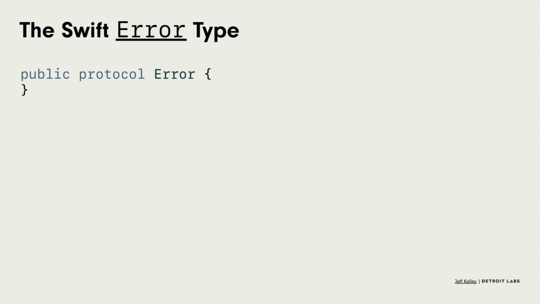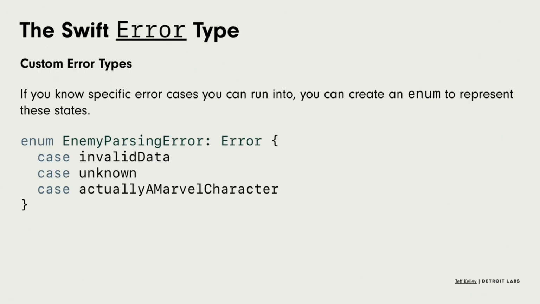Well, if you command click on error in Xcode, this is what you'll see. It's an empty protocol. But that's kind of handy, because you can make your own very easily. There's not a whole lot of boilerplate to implement. If you know specific error cases you're likely to run into, you can just throw those in an enum. So here we have some errors for parsing our data into a model object.